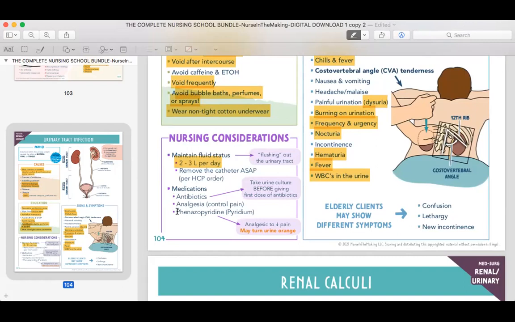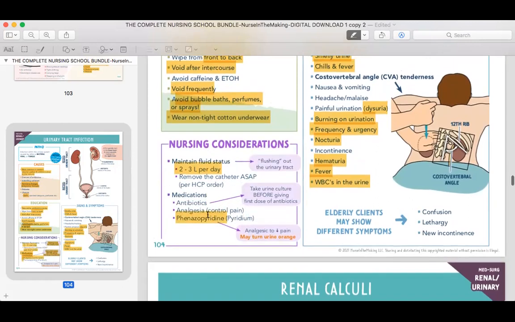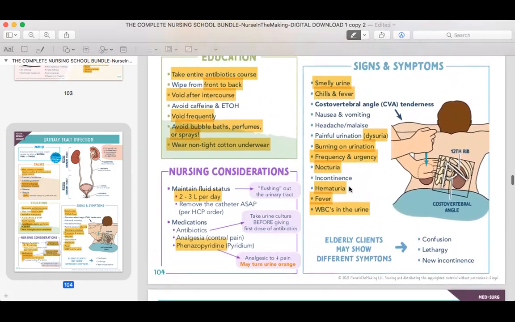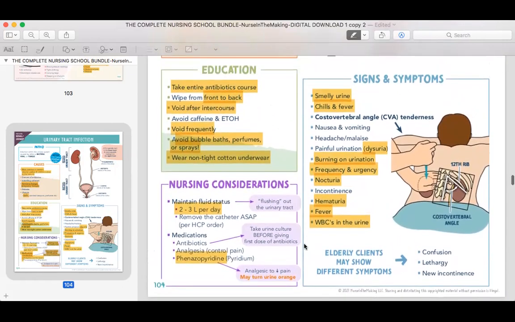This medication right here, your Pyridium, I don't know how to pronounce the other word, but this is important to give, and this is important to know because it does show up on ATI. What you want to know about this, if you have the card for this, you want to make sure that you note it down here.